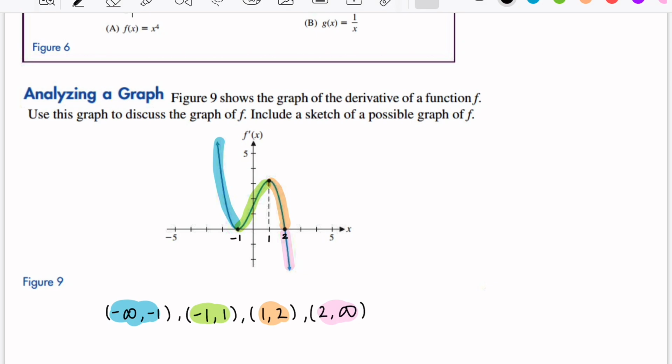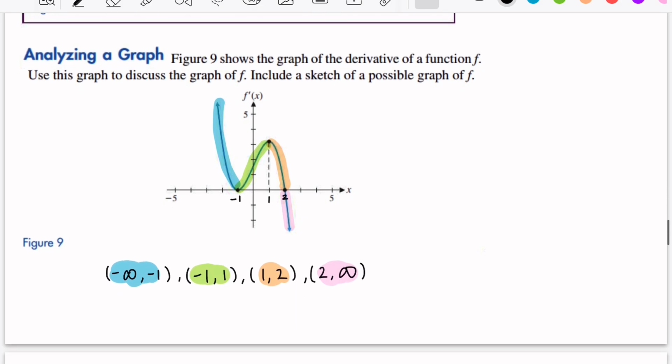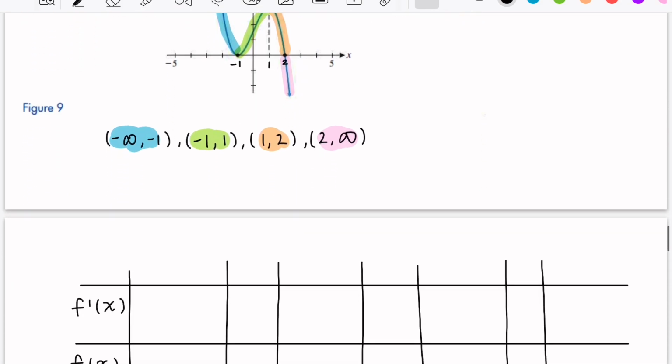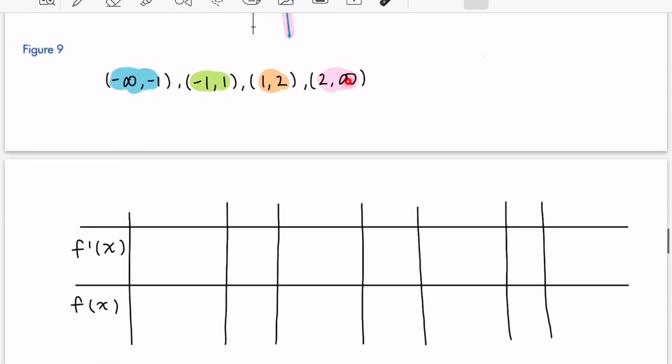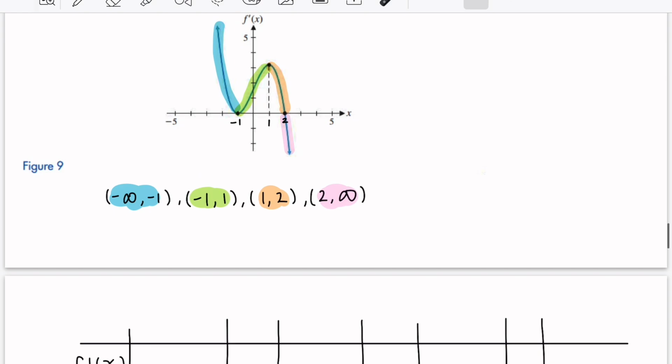Okay, so what we're going to do is construct somewhat of an elaborate sign chart to include all of these intervals and essentially give us information on the derivative and the function f based off of this graph here. All right, so we're going to look at this region.